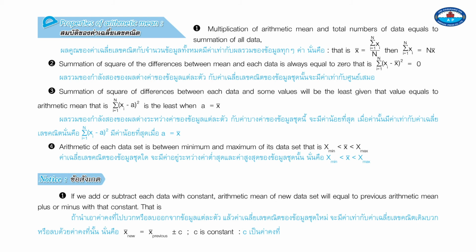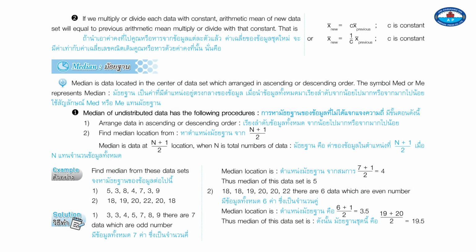c is constant. 2. If we multiply or divide each data with constant, arithmetic mean of new data set will equal to previous arithmetic mean multiply or divide with that constant. That is, x bar new equals c x bar previous. c is constant. Or x bar new equals 1 over c x bar previous.